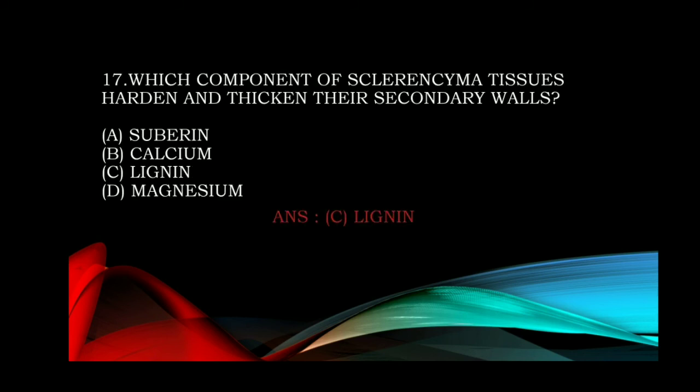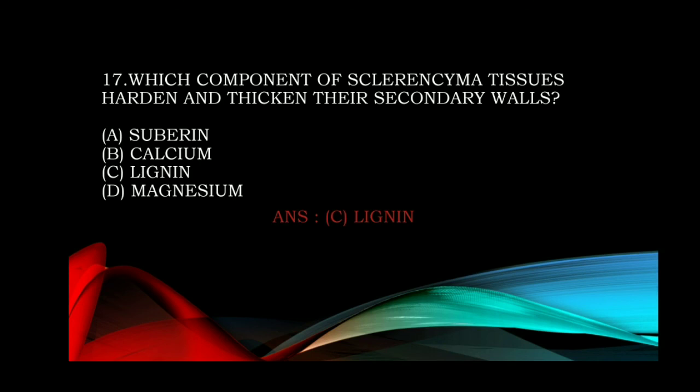Question number 17. Which component of sclerenchyma tissues harden and thicken their secondary walls? That means what is the deposition or the thickening substance seen in the sclerenchymatic cells? Option A, suberin, B, calcium, C, lignin, and D, magnesium. So in the sclerenchyma, we know that the walls are thick-walled, right? Thickened. So it is due to the deposition of lignin. So the correct answer is option C, lignin.